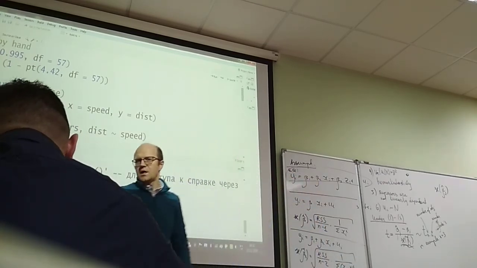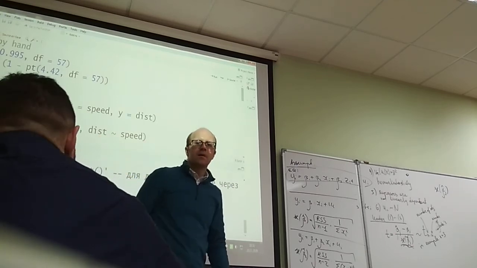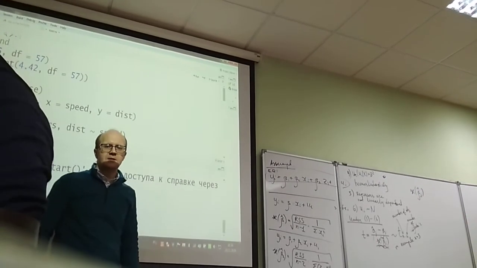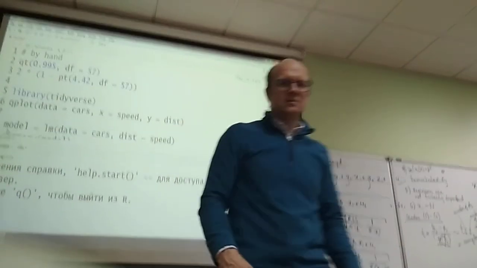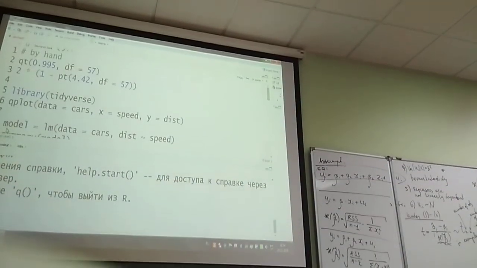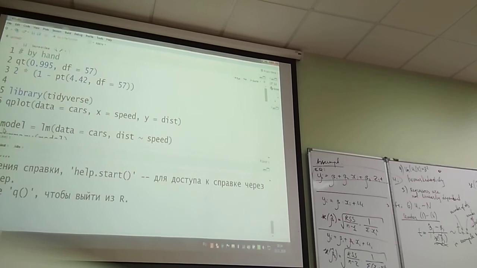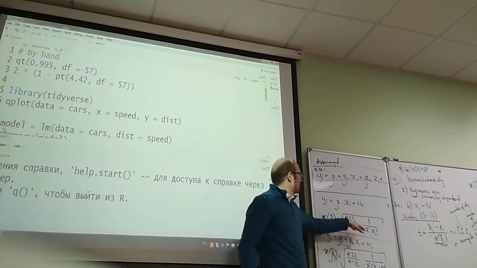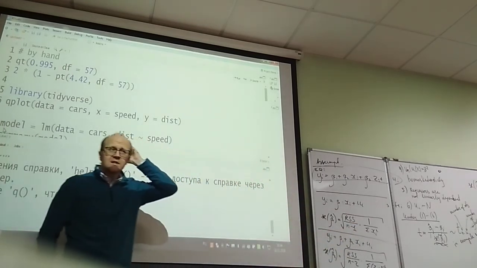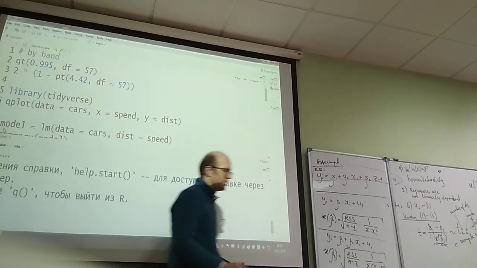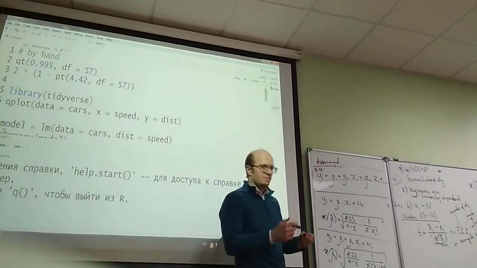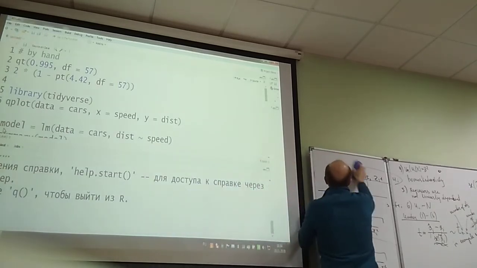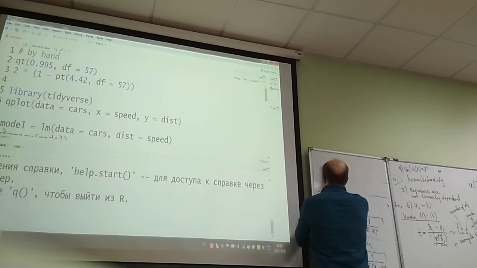And for the more general context, when we have more than 2 betas, we will rely on the computer. Okay? So just let's calculate by hand, and then let's recall how to do this on the computer.